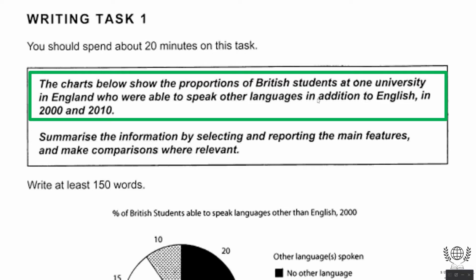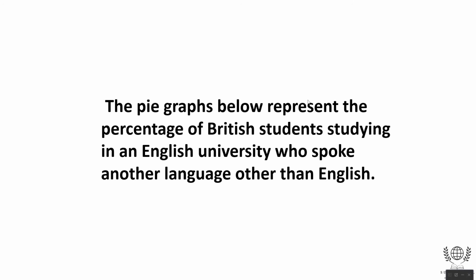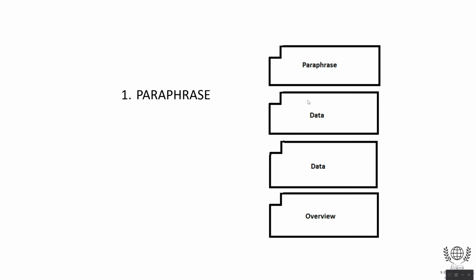It gives us a clear understanding of what the numbers, what the pictures, what the graphs represent, and we can do this immediately. So we can start with a paraphrase here. The pie graphs below represent the percentage of British students studying in an English university who spoke another language other than English. So we started with a paraphrase.